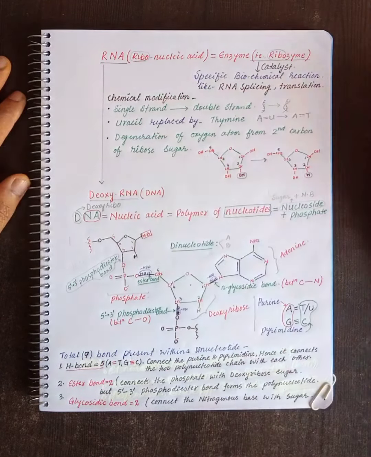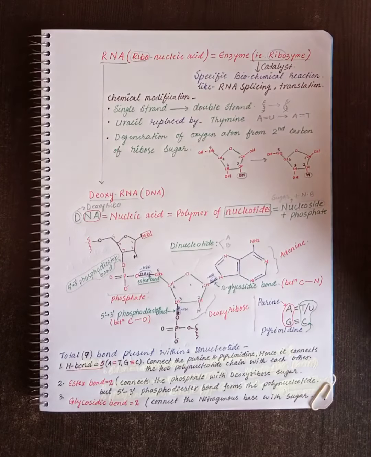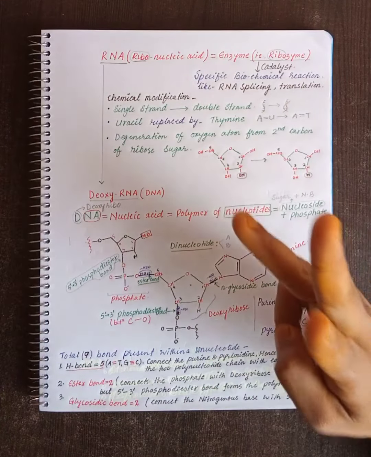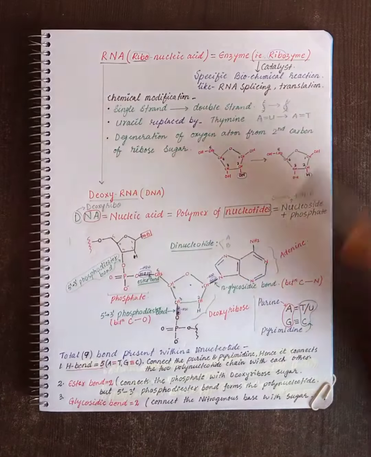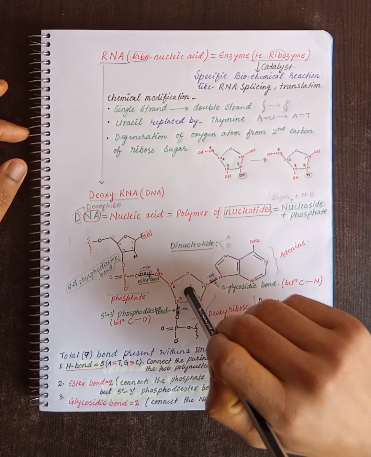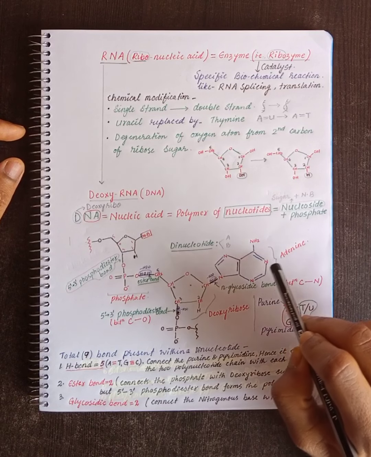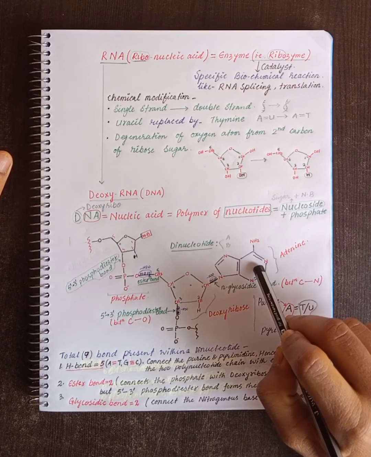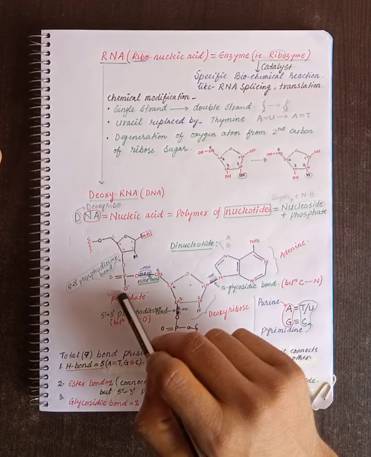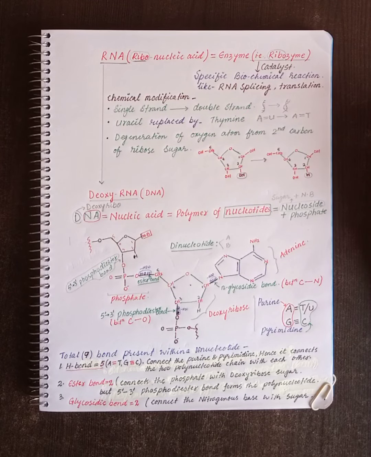So the nucleic acid is actually a polymer of nucleotides, that means polynucleotide. And this nucleotide has 3 units. One is deoxyribose sugar, the second one is adenine, that is the nitrogenous base, and the third one is a phosphate molecule.